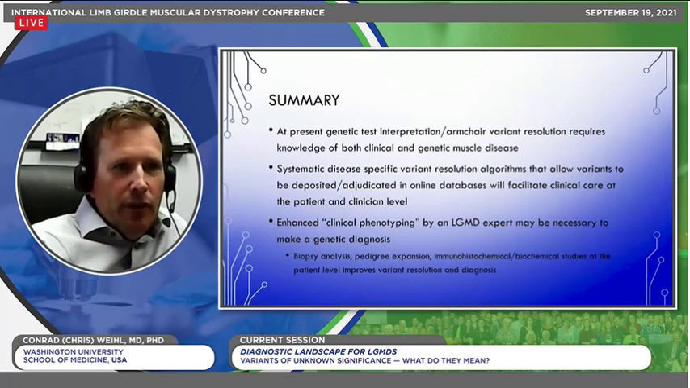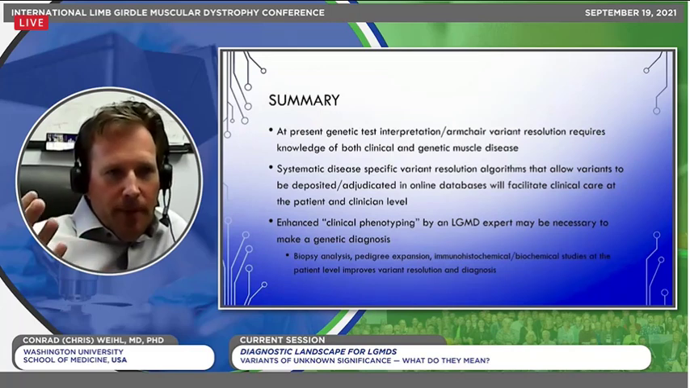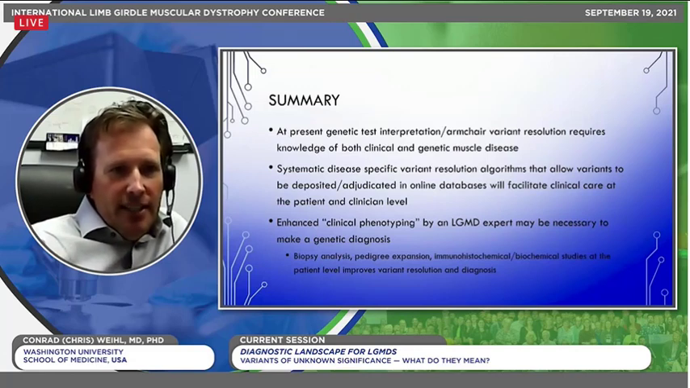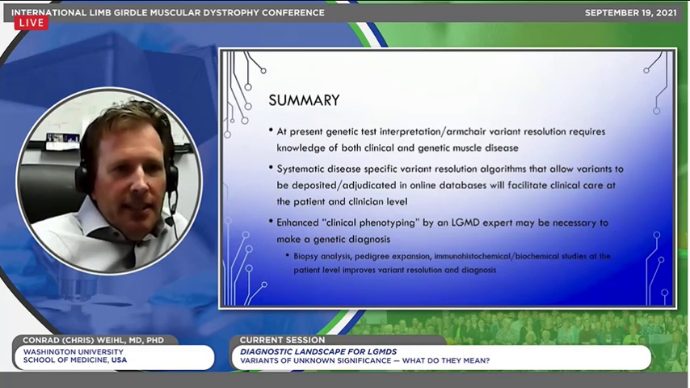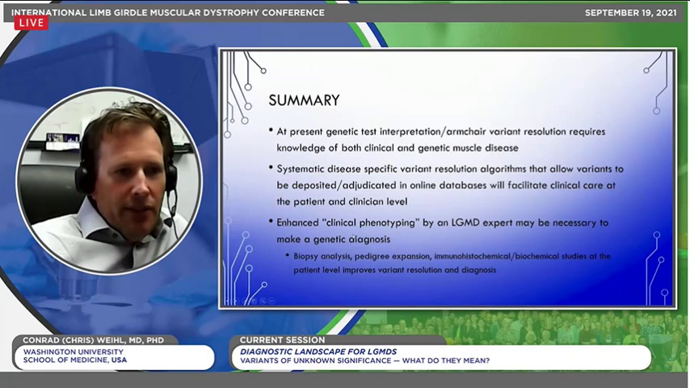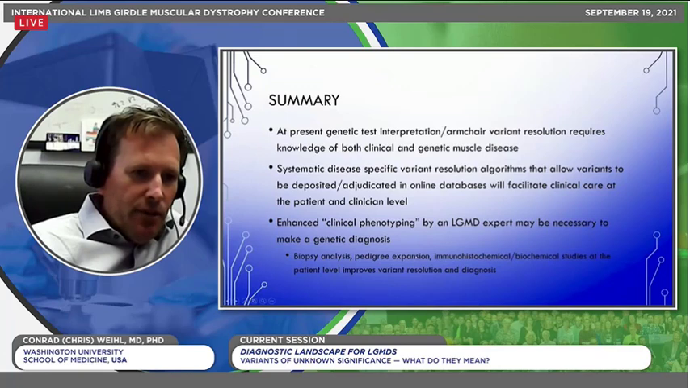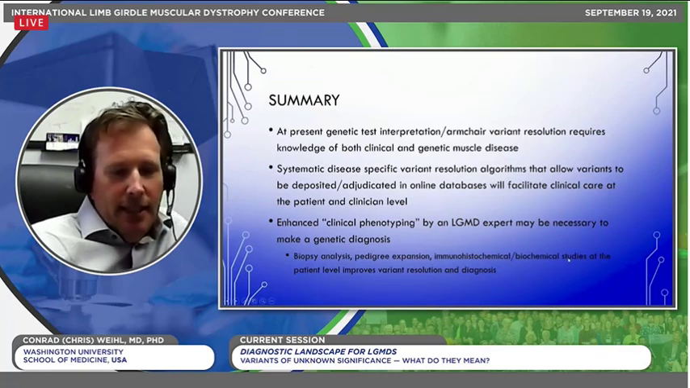And so I finally just want to summarize here that at present, genetic test interpretation, or what I call armchair variant resolution, really requires knowledge by both clinicians and geneticists in muscle disease. Systematic variant resolution, which is what we'd like to do, is really, I think, the way to go, so that basically we can move into a gene-first approach where anybody can get genetic test results and they'll know if it's a pathogenic variant. And finally, what I call enhanced clinical phenotyping needs to be done by a limb-girdle muscular dystrophy expert to really understand a genetic diagnosis, and that integrates all of these aspects into a stacked level of care.